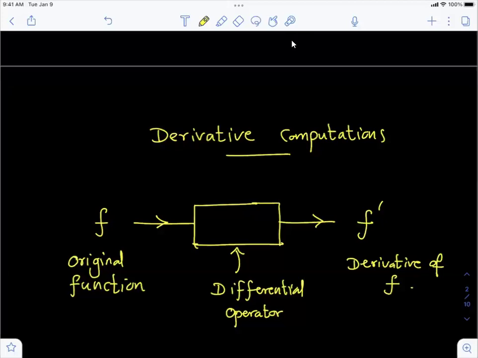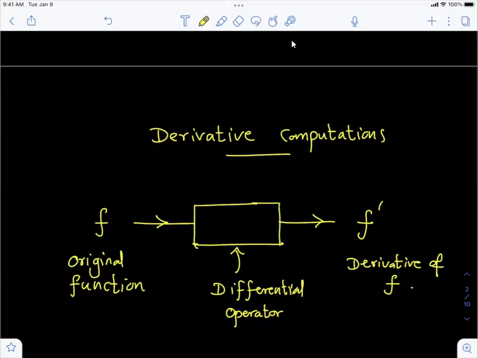What happens in this box is what we call the differential operator, or that particular box is called the differential operator. So whenever you need to take the derivative, this is what you're going to do. You're going to grab a function and you're going to send it through this box.